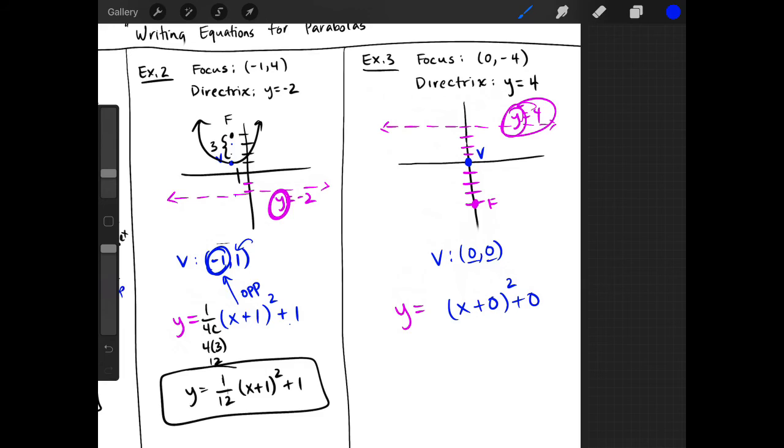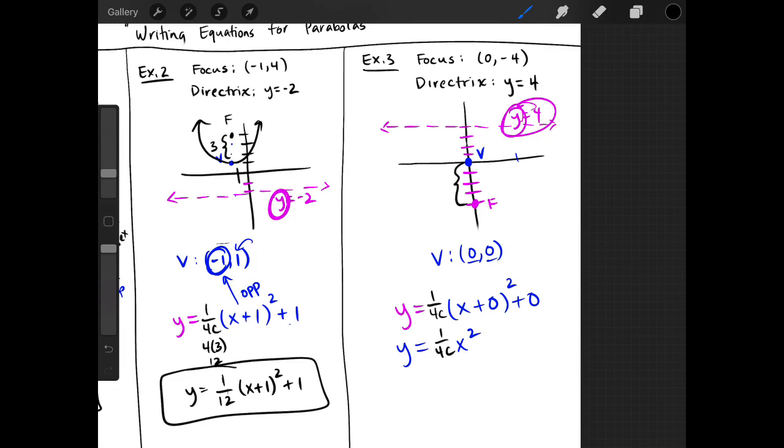Now, we don't have to actually write it like that. We can have y equals just x squared. We don't have to put the plus 0 plus 0. If you want to, that's fine. I'll accept that. The last thing we have to do here, again, is figure out what is that fraction sitting out in front. That's that 1 over 4c that we need to deal with.